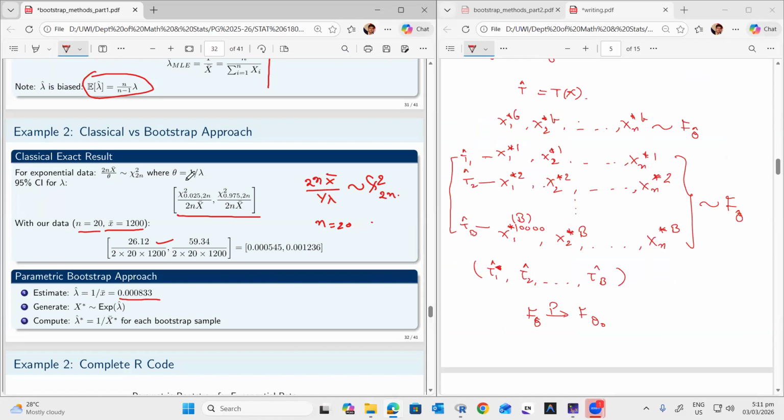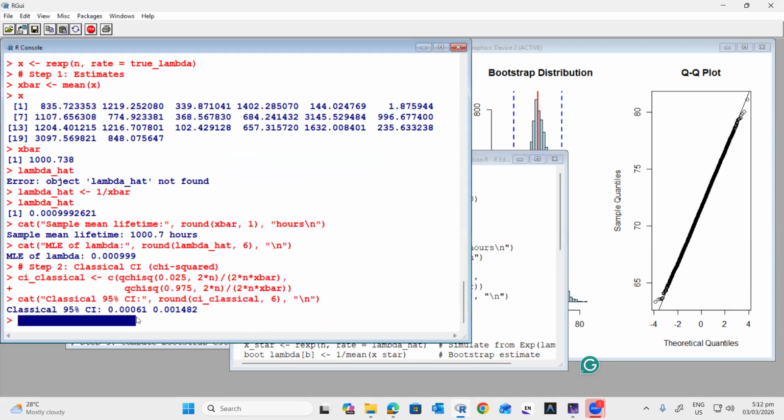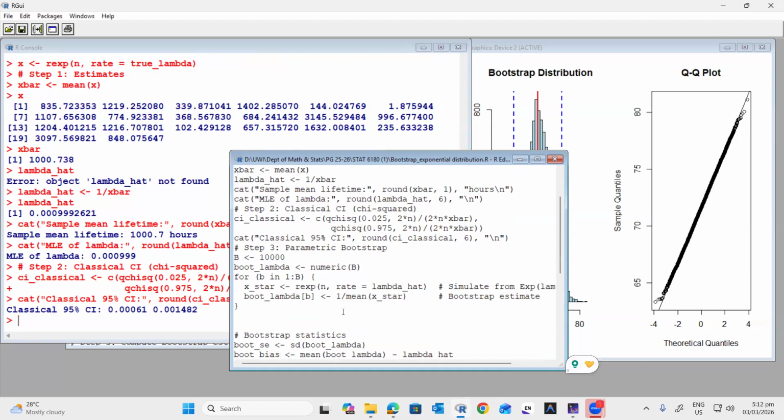So for the confidence interval, we are going to use this command. We use qchisq, the quantile of the chi-square at 0.025, with 2n, divided by 2n x bar, and qchisq, the quantile of chi-square at 0.975 with 2n, divided by 2n x bar. So it provides this confidence interval. It is different because we are not using the original values. We are generating the random values from the given data, for the given value of lambda.